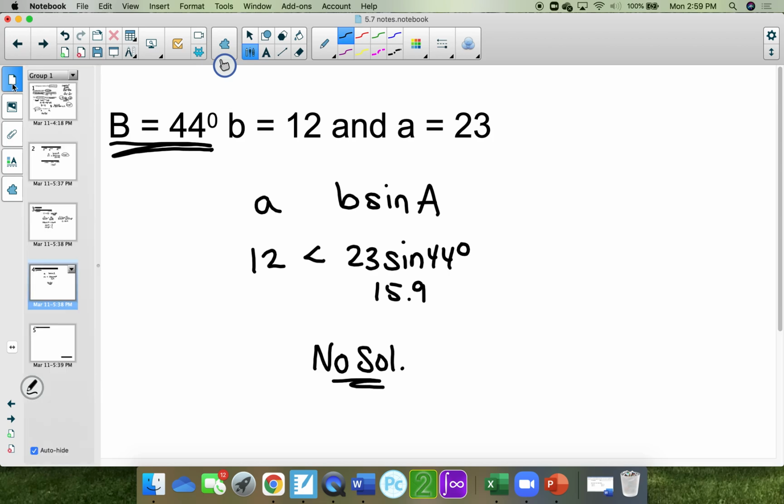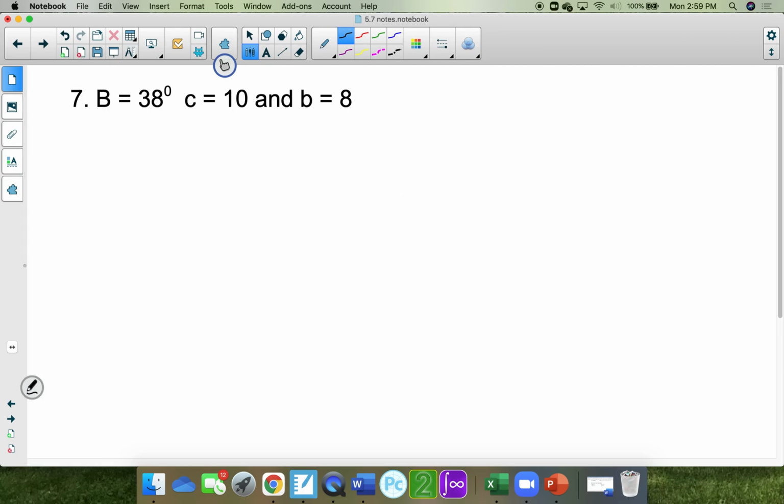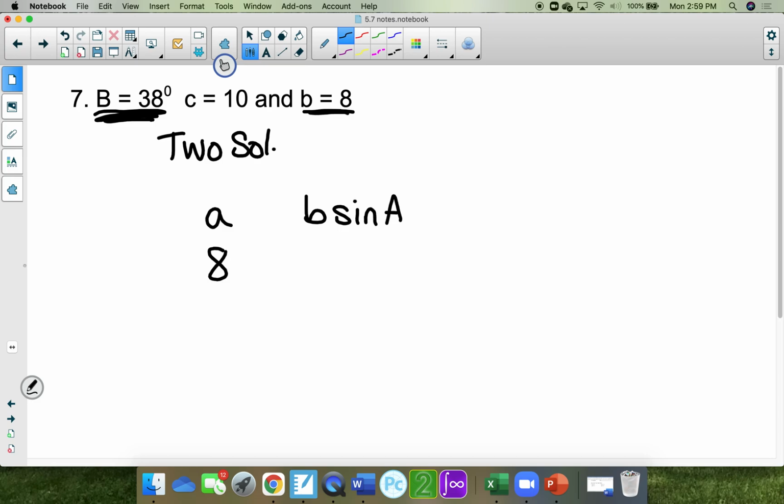Now comes the big one. This is the big one, so you've got to listen carefully. This is going to end up being the two solution one. Remember, this is angle A, because this is just a generic formula. And when I check it, I need to do A B sine of A. And my A is 8, and my B is 10 sine of 38, which means that 8 is greater than that, which makes two solutions.